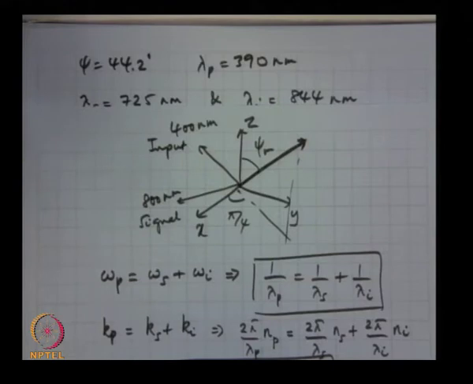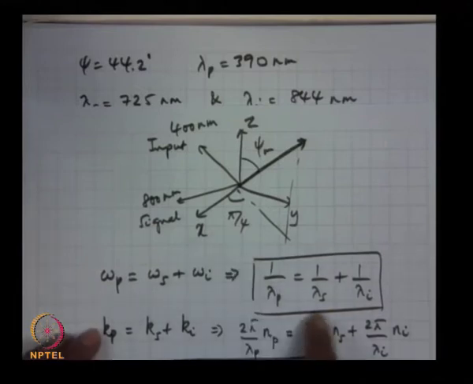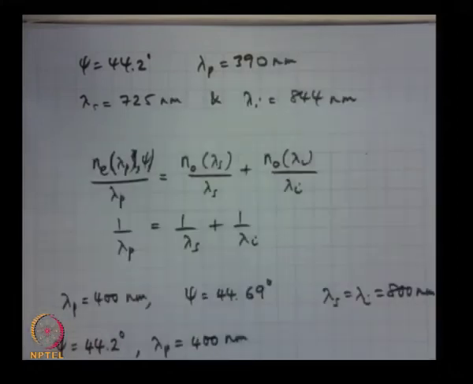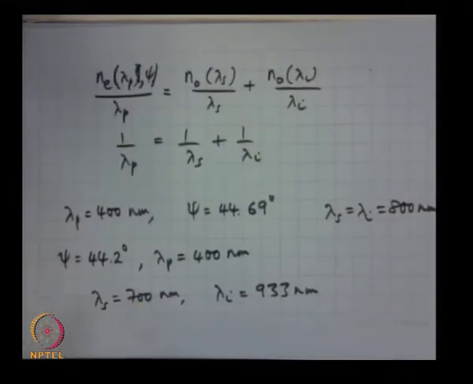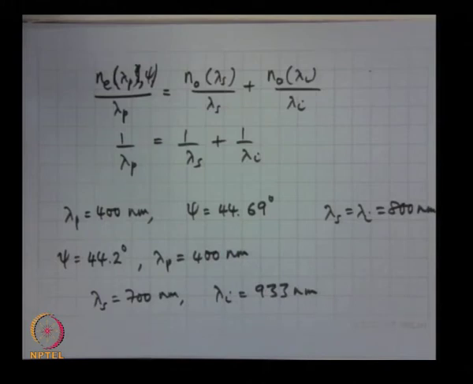And the polarization state of the 800 nanometer will be ordinary, because it is the ordinary index at lambda s and lambda i which satisfies this equation, with the pump being extraordinary. If I change my angle to 44.2 degrees, keeping the pump wavelength fixed, the output light is now at 700 nanometer and 930 nanometer.